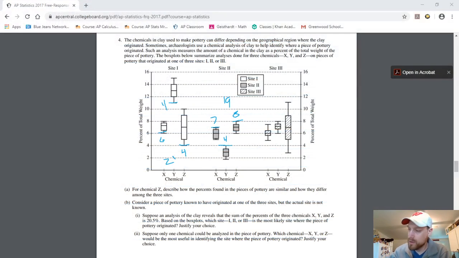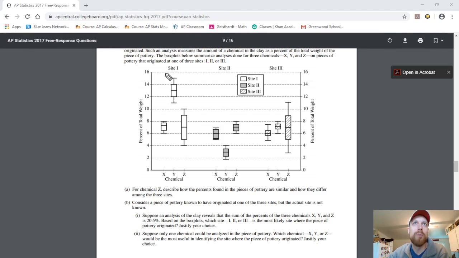For B double I, suppose only one chemical could be analyzed in the piece of pottery. Which chemical, X, Y, or Z, would be the most useful in identifying the site where the piece of pottery originated? Justify your choice. Here's another place that I disagree with how specific you have to be in your answer. But again, I'll point it out because they were very specific. It's chemical Y, right?